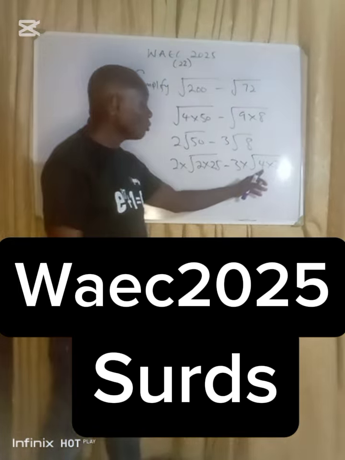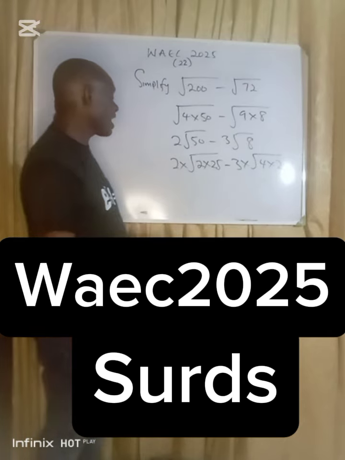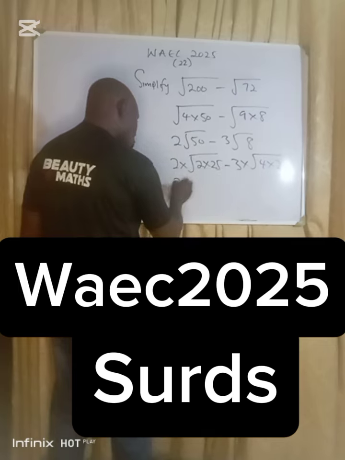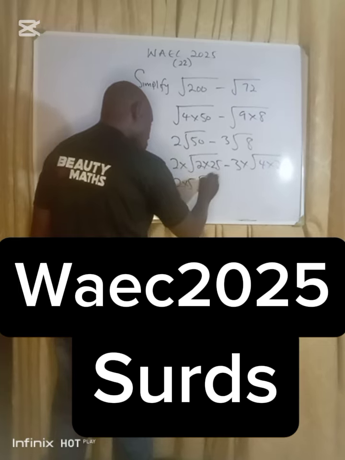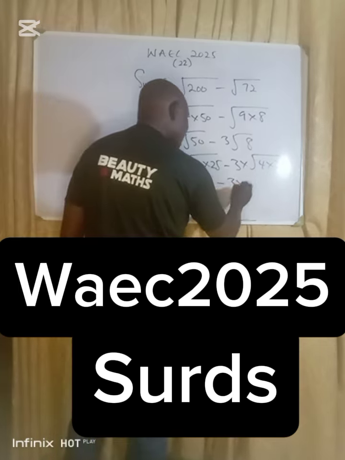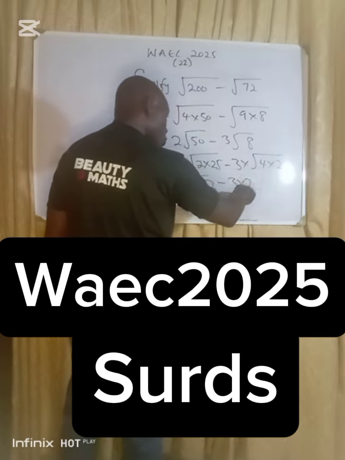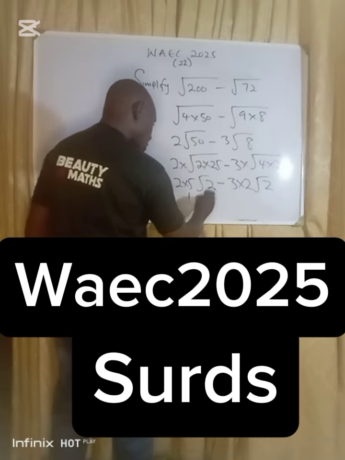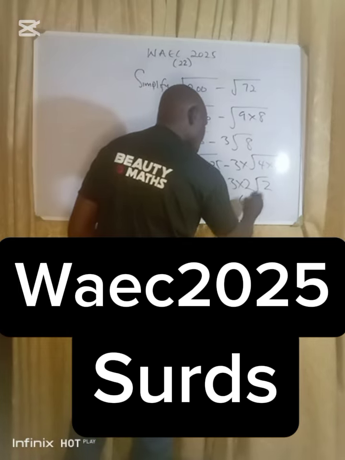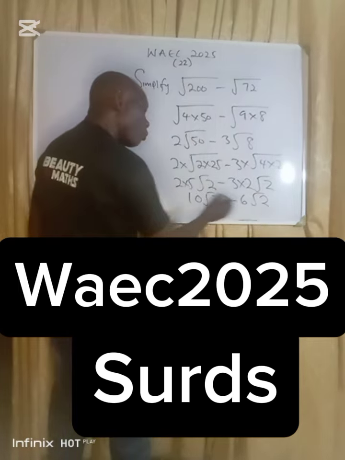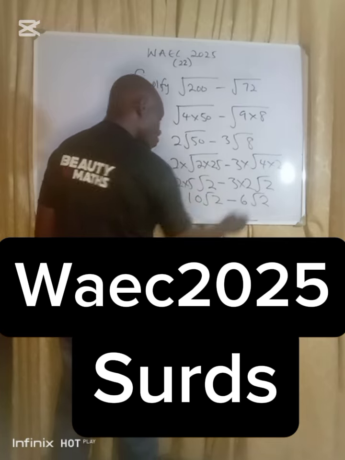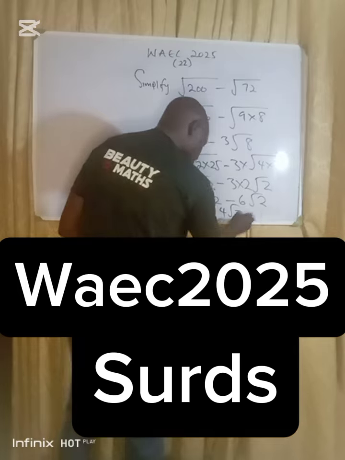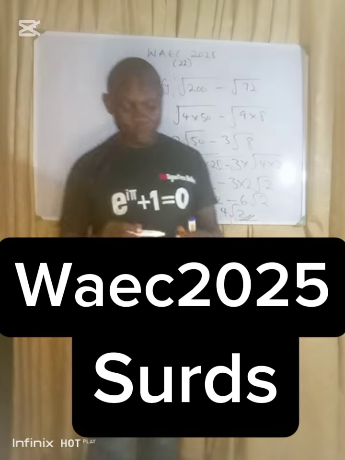Because the square root of 4 will give me 2. So what do I have here? Because the square root of 25 is 5, I can have 2 times 5 the square root of 2, minus 3 times 2, because the square root of 4 is 2, the square root of 2. 2 times 5 is 10, the square root of 2, minus 6 the square root of 2. Now, what do I do here? 10 minus 6 is 4. So my answer becomes 4 the square root of 2. This becomes my final answer, 4 the square root of 2.